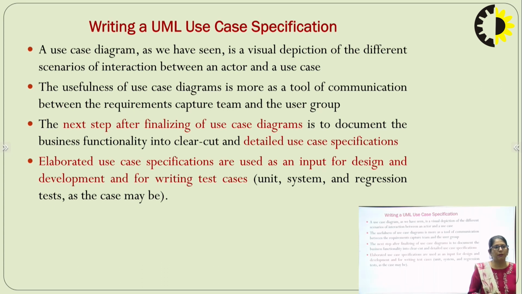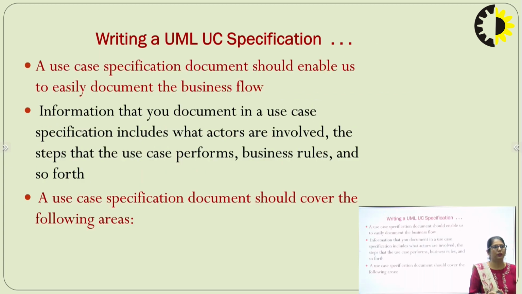So the next step after finalizing the use case diagram is to document the business functionality into a clear-cut and detailed use case specification. That's why the name is use case specification. After the diagrammatic representation you have made, a clear-cut detailed specification is called a use case specification. Elaborated use case specifications are used as an input for the design and development process and for writing the test cases as well.